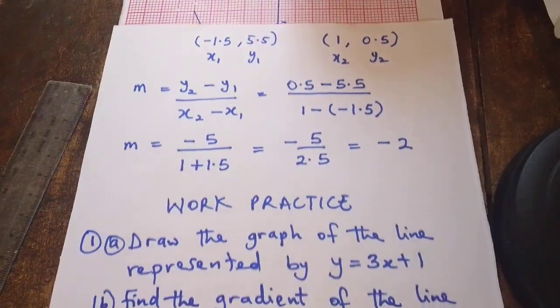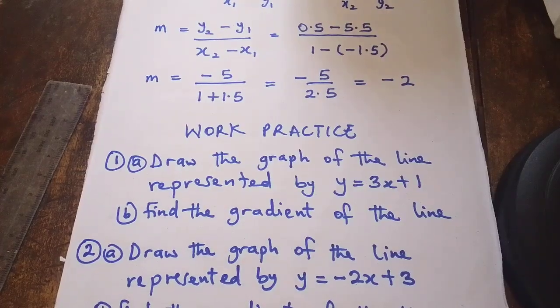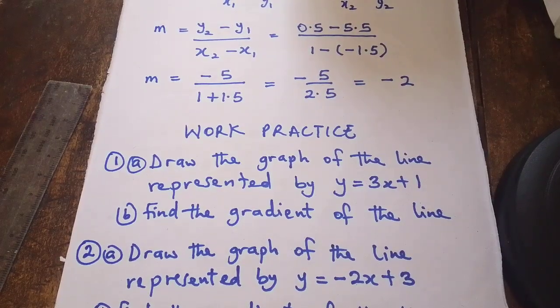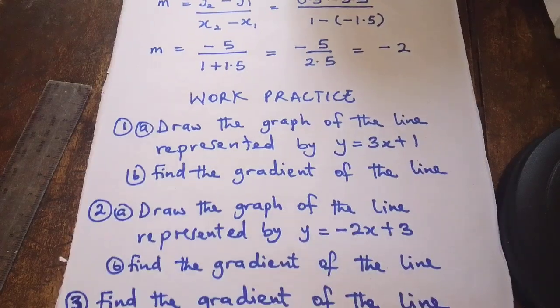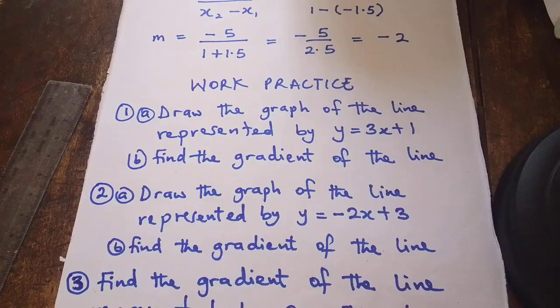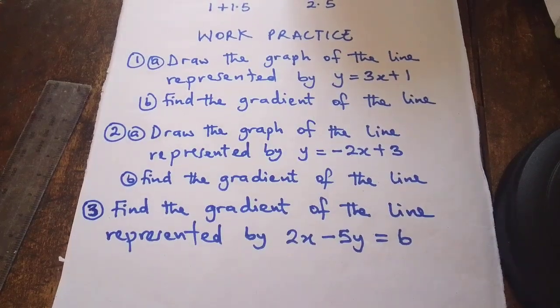So for the work practice: Number 1, draw the graph of the line represented by y equals 3x plus 1. B, find the gradient of the line. Number 2, draw the graph of the line represented by minus y equals minus 2x plus 3. B, find the gradient of the line. Number 3, find the gradient of the line represented by 2x minus 5y is equal to 6.